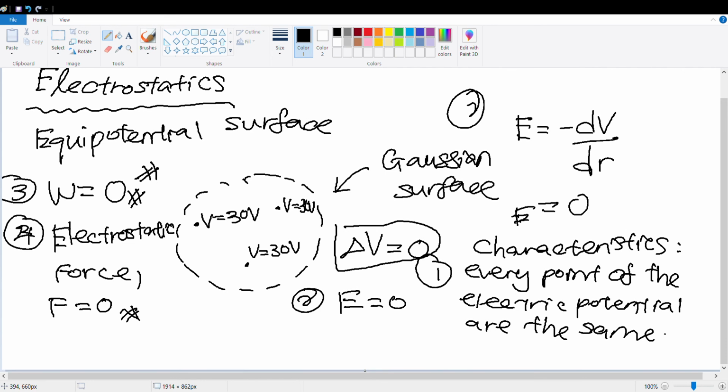Alright, so these are the characteristics of the equipotential surface. So that's it.